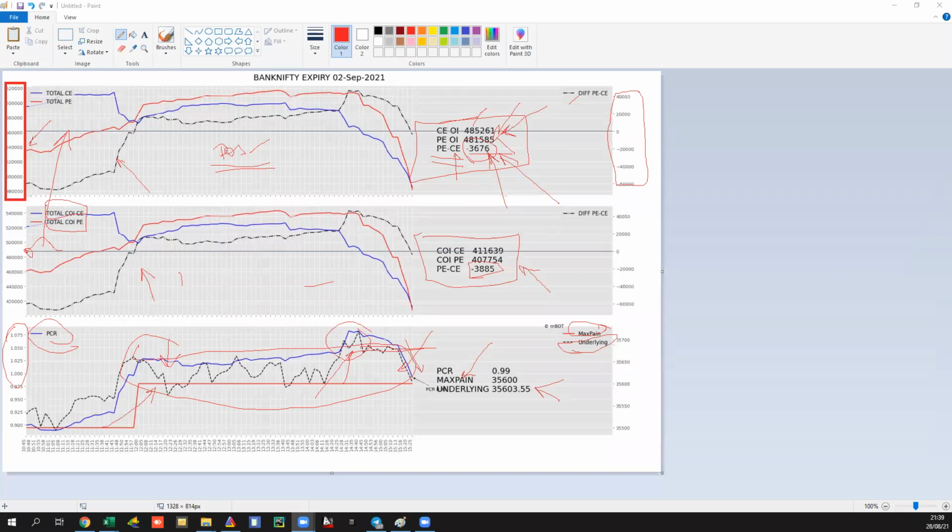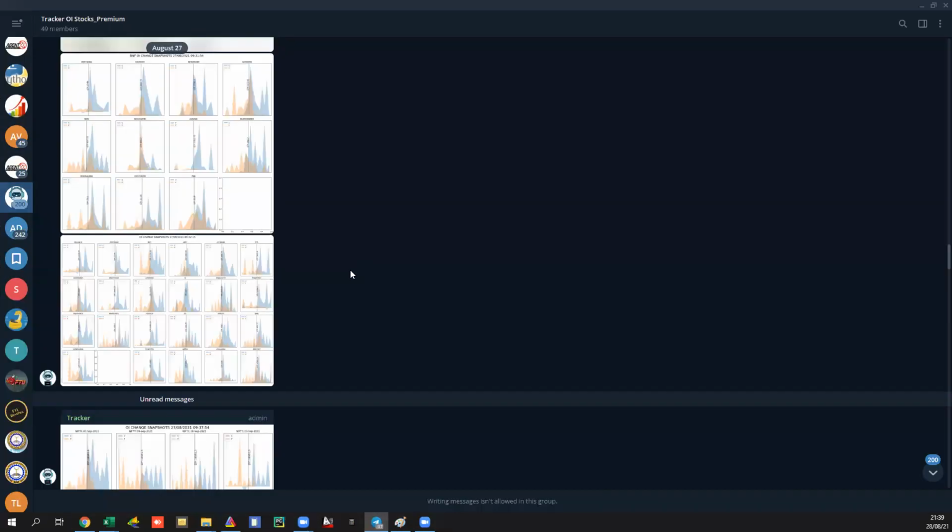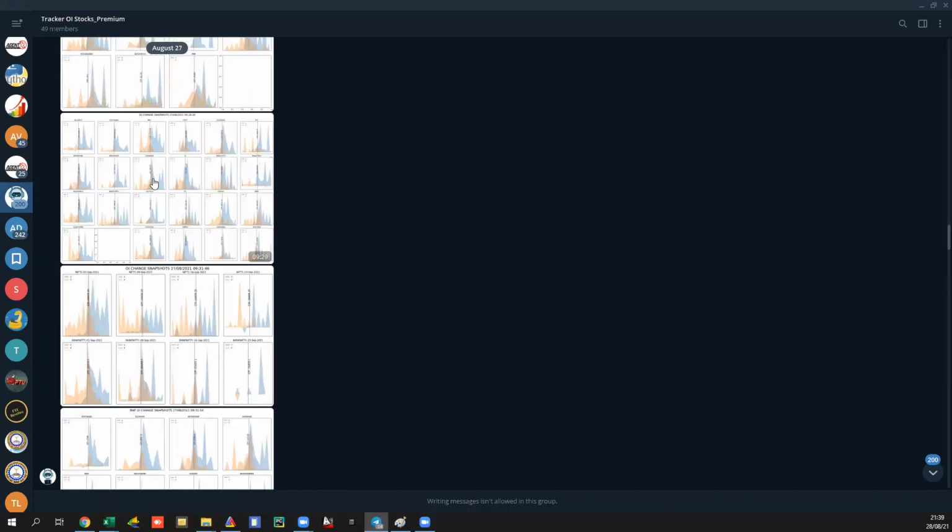All right, so we start again. I see that most of the people are back. So next, let us discuss the OI snapshots. Now, first I'll explain the layout of this chart and then how you can interpret from it.